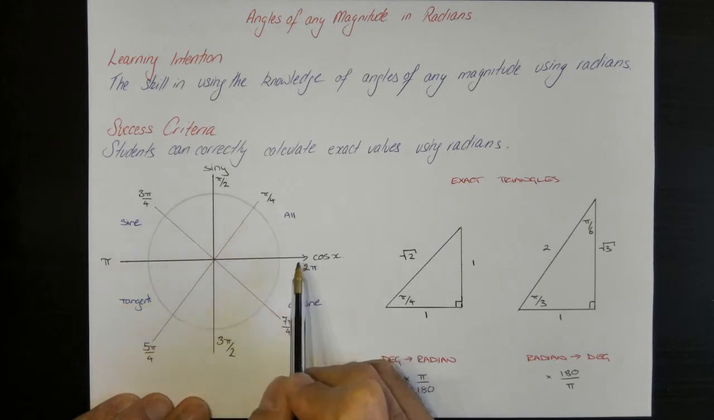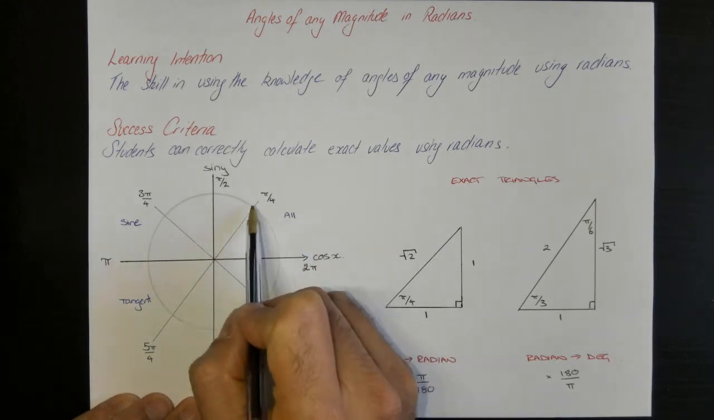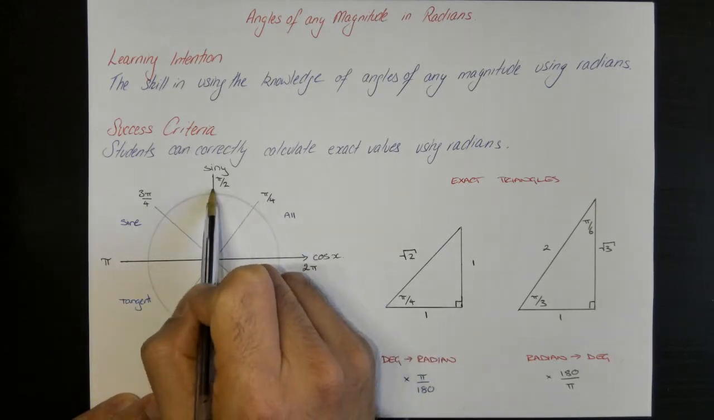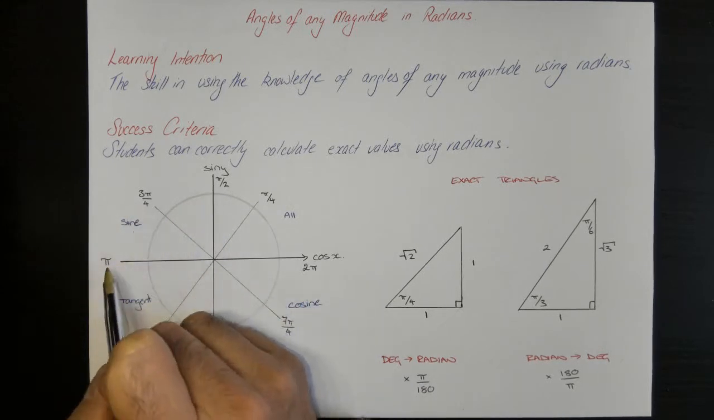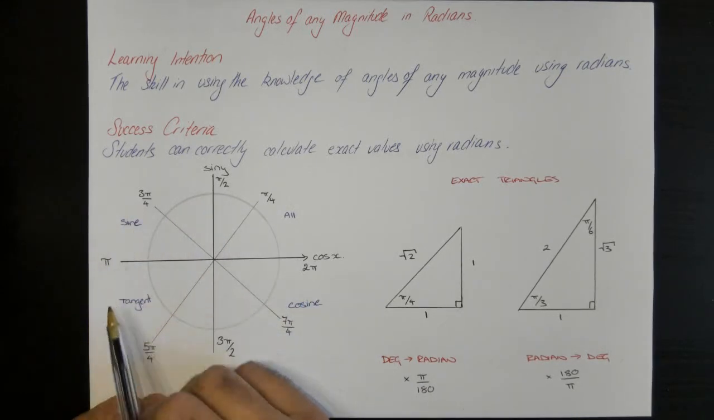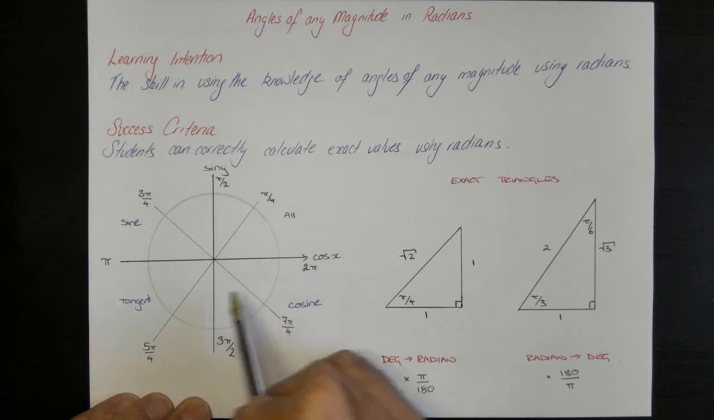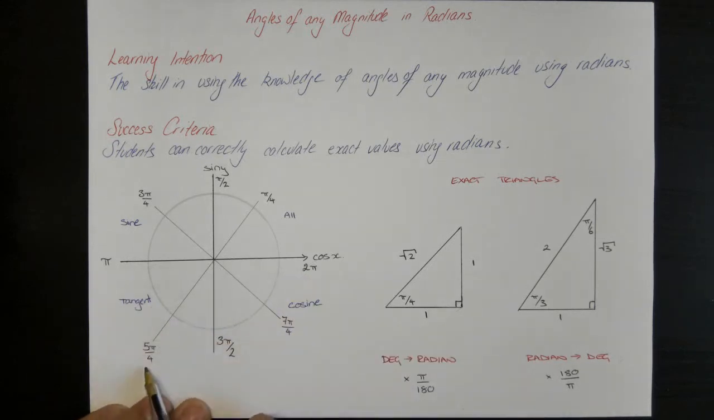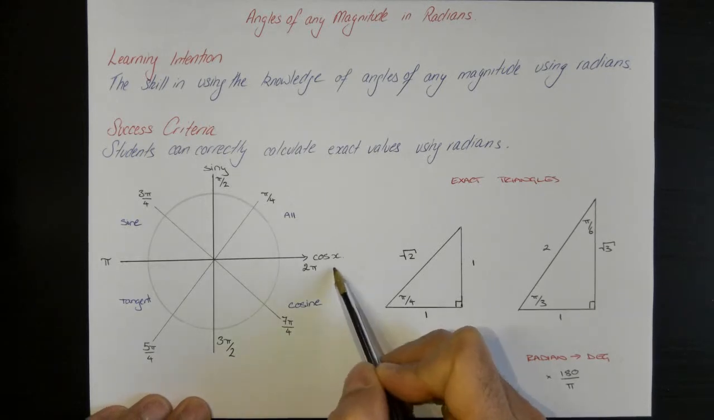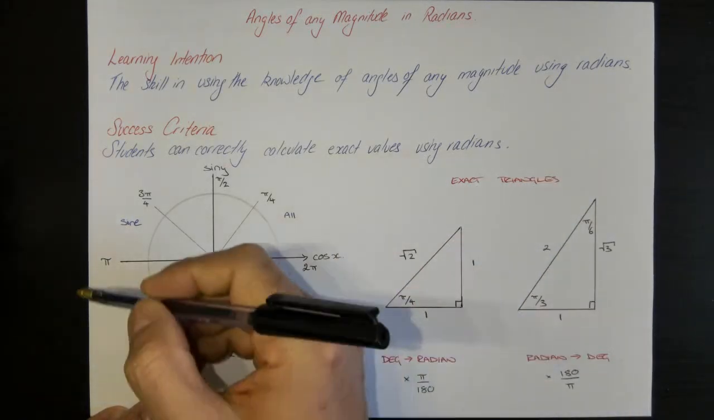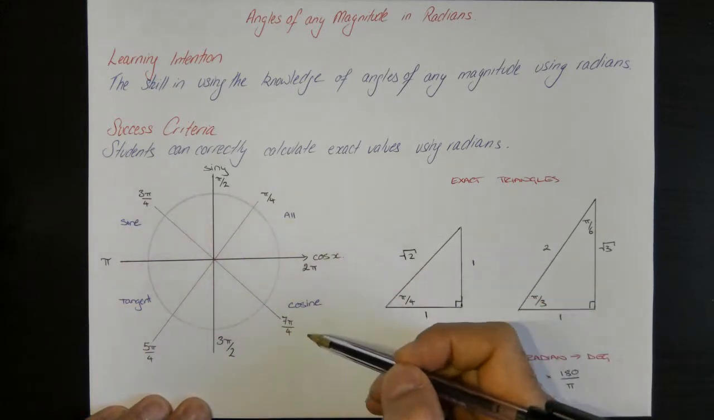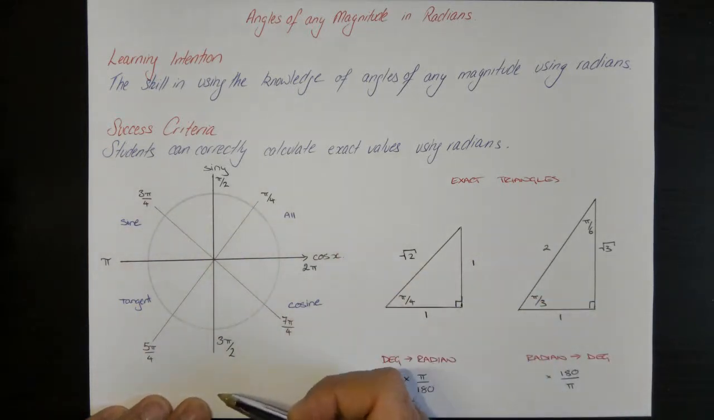Okay, so we've got 0, pi on 4, pi on 2, 3 pi on 4, and pi. And then obviously moving to the third and fourth quadrant, we get 5 pi on 4, 3 pi on 2, 7 pi on 4, back to 2 pi. Now, if we're doing negative values, this will be negative pi on 4, negative pi on 2, negative 3 pi on 4.